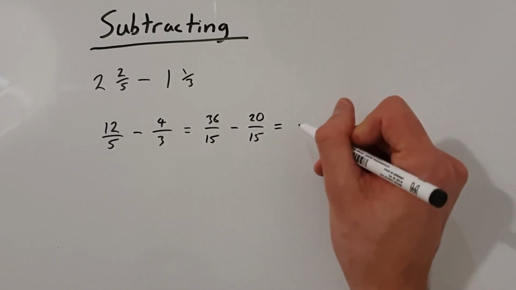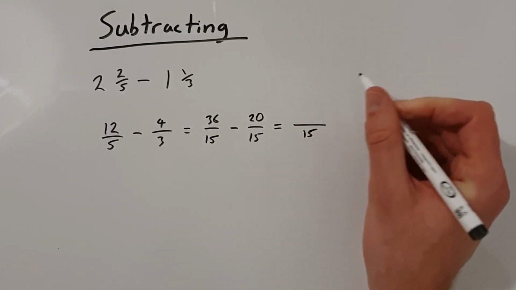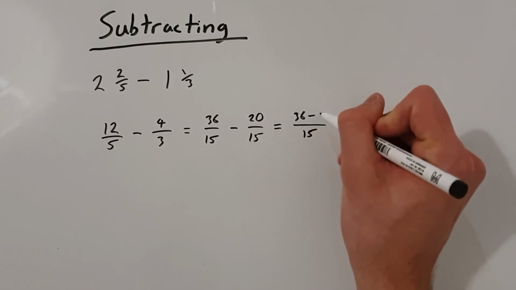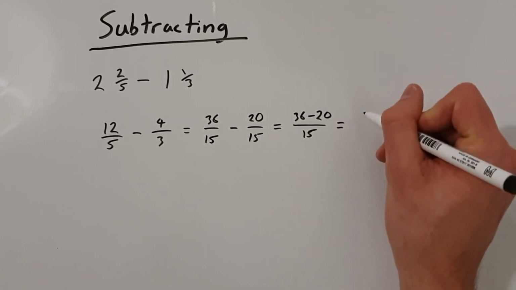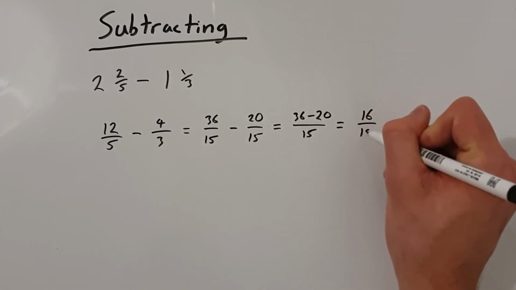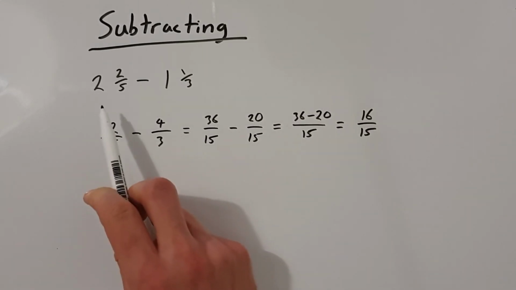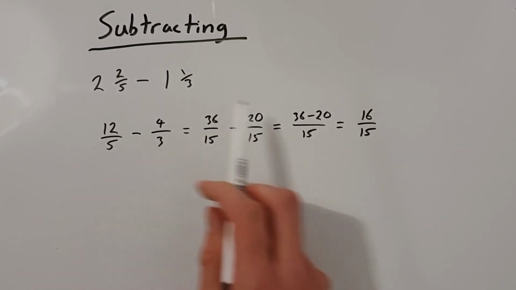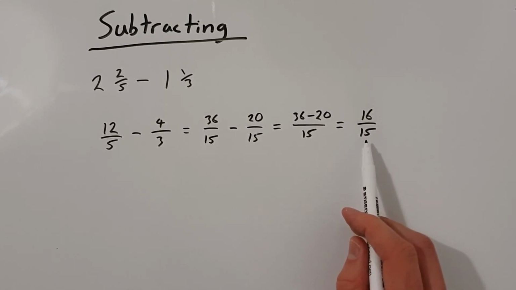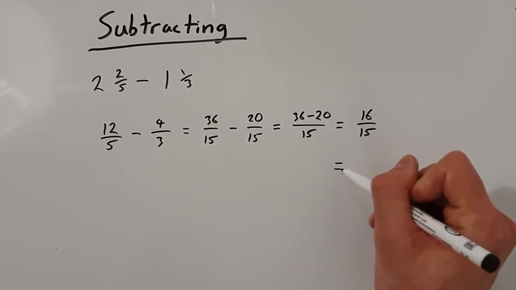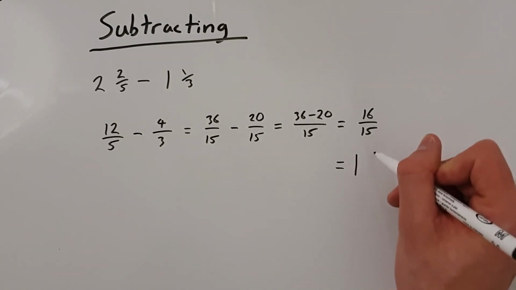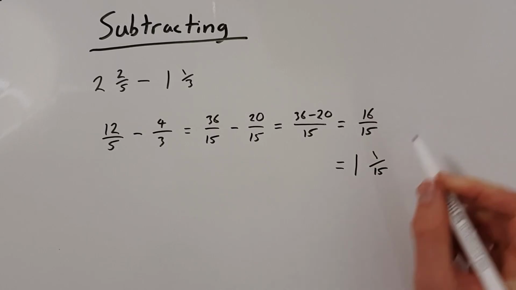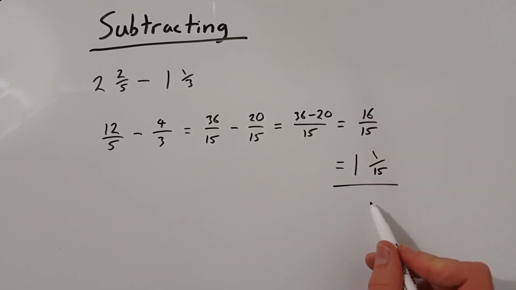So now, just like when we did addition, we keep the denominator the same, and we only take the top ones into account. So this now becomes 36 minus 20, and that is 16. And that is our answer. That's our final answer to 2 2/5 minus 1 1/3 is 16 over 15. And this is also an improper fraction as well, because the top number is bigger. So we'll convert that into a mixed number. How many times does 15 go into 16? Just the once, and the remainder of 1. So 1 1/15 is our final answer.